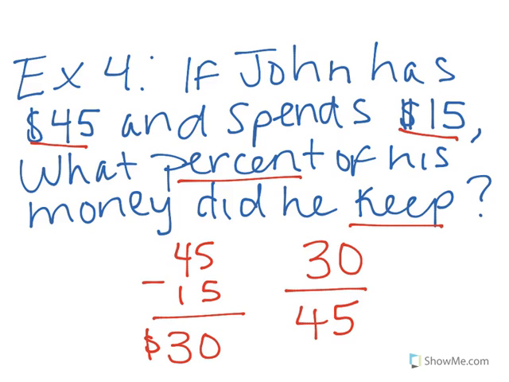And he had $45, so I'm going to type into my calculator 30 divided by 45, which is going to be 0.6 repeating. And you can round that off to about 67%.